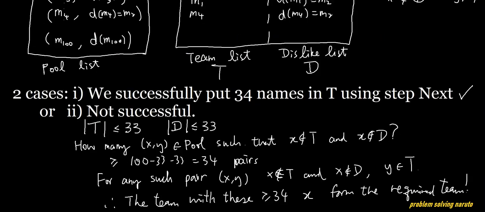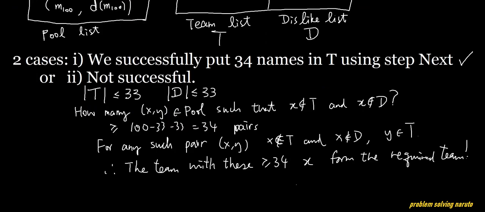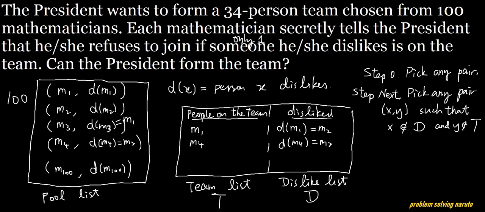Okay. So in case 1, either we are done, or in case 2, we have found at least 34 people that don't dislike each other. And that is my constructive proof. Well, it is not really explicit, right? But that is the proof. So yes, the president can form the team.